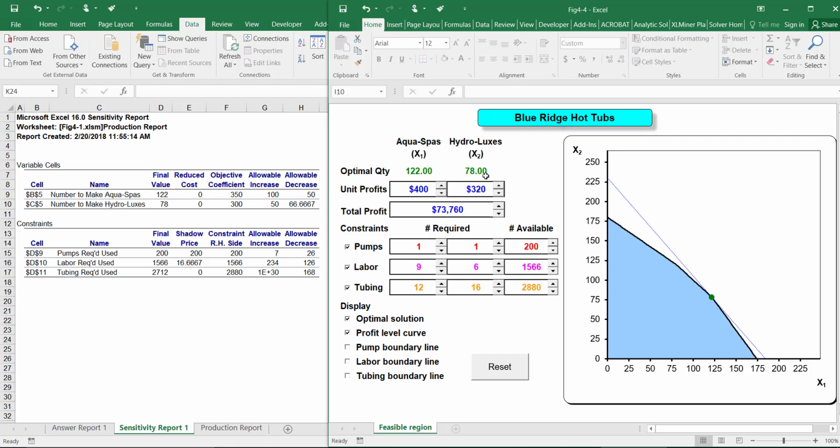And you can see the optimal values are still exactly the same as the ones that we already solved. The original objective coefficients were 350 and 300, but right now I changed them to 400 and 320. But still you can see the optimal values are exactly the same as the original problem. This is not a coincidence, this is not a random thing.